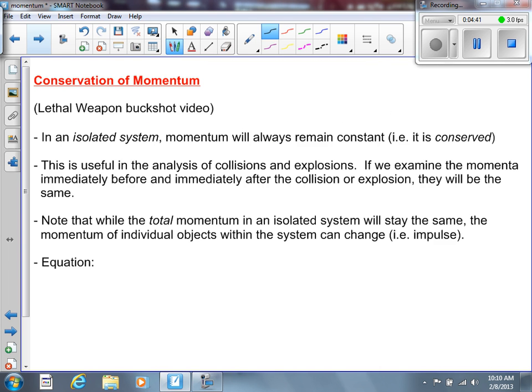All right, yesterday we talked about the law of conservation of momentum. We said that in an isolated system, the total momentum of the system will always remain constant. It always stays the same. You don't gain momentum, you don't lose momentum as long as we have this isolated system. Does anybody remember what the isolated system was?